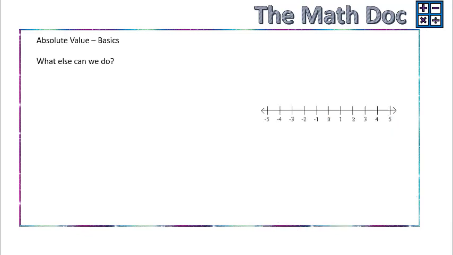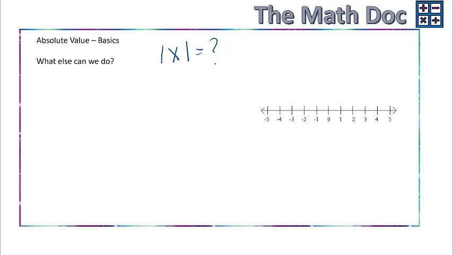So what else can we do with these absolute values? Well, the next thing we'd like to do is use it in algebra. So what does that mean? Are we going to be looking at absolute values of variables? Yep, we will. But when we have variables, we don't really know if they're positive or negative. So how do we work with this?